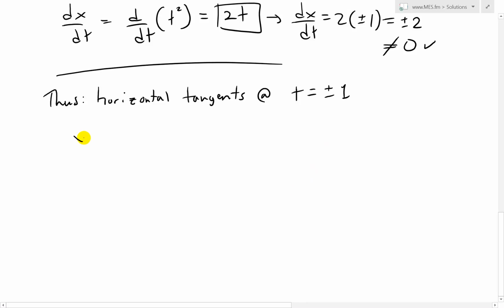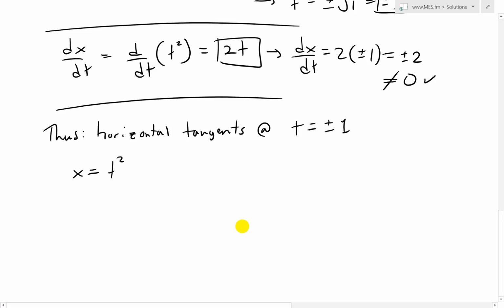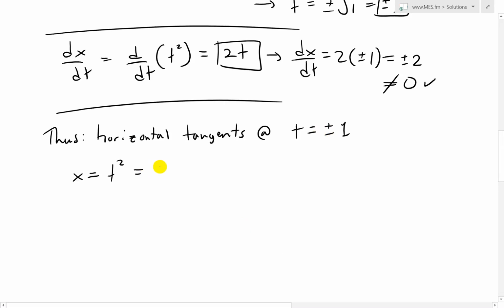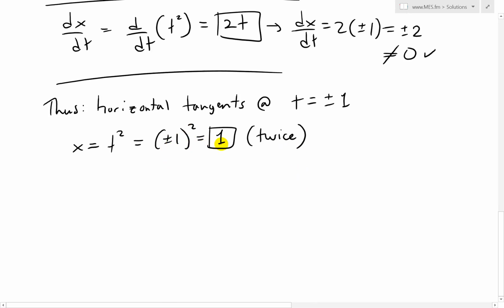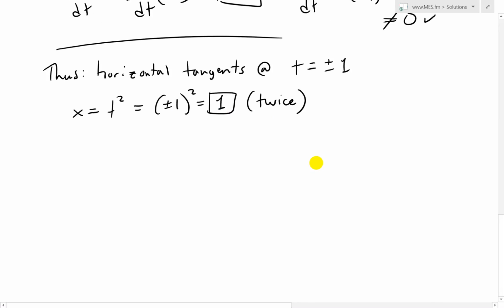So the x and y variables: x is just equal to t squared, so plugging in plus or minus 1 inside, this equals plus or minus 1 squared. Whatever is inside is always going to be positive, and 1 squared is just 1. But again, remember, this happens twice, because plus 1 becomes 1 and minus 1 also becomes 1. So we have the x value happening twice, at t equals plus 1 or minus 1.